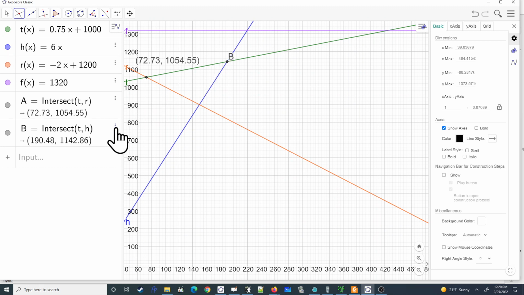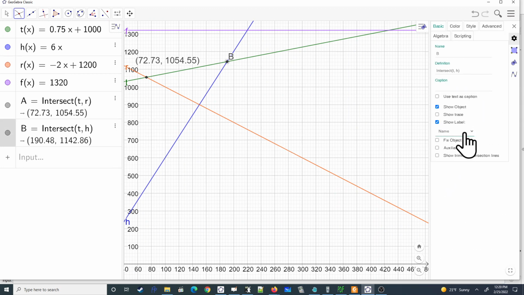Click here on the little 3 dots and choose settings. Over here on the side, this should pop up. Look under show label. It should be check marked. Change it to value, and there you go. Try it with the third one.